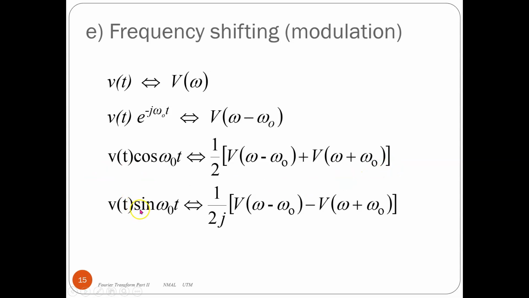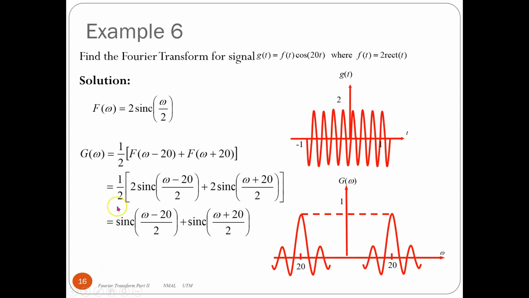And if it is multiplied by a sine function, you need to divide by 2j, and this one will become minus. Okay, and if you look at example 6 here, we need to find the Fourier transform for the signal g(t) = f(t) cos 20t, where f(t) here is given as 2 rect(t). So basically you need to know how to plot the rectangular function.